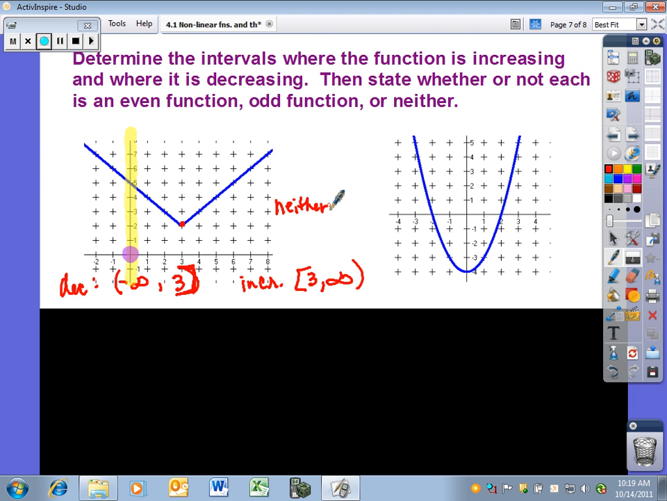Okay, let's try this one. Function is decreasing, again going off the graph all the way to this point. So decreasing from negative infinity to 0, inclusive. Then it increases on the other side. So increasing from 0 to infinity. To be even, it must be symmetric across the y-axis. Can I fold there and get the same function? Yes, so it is even.